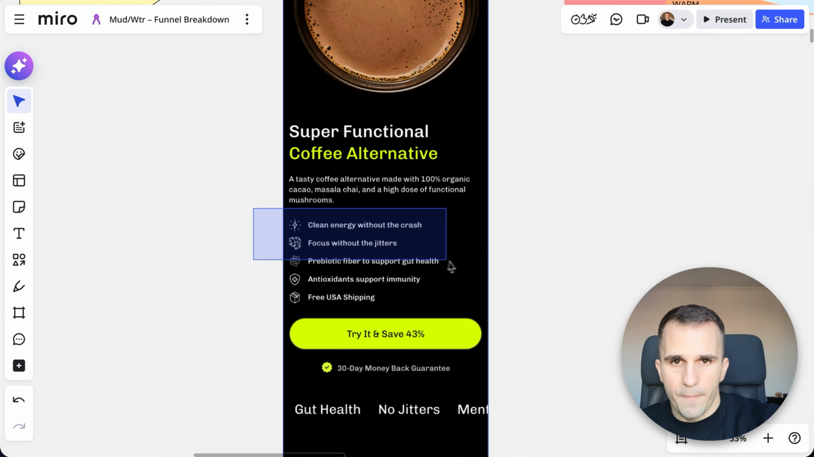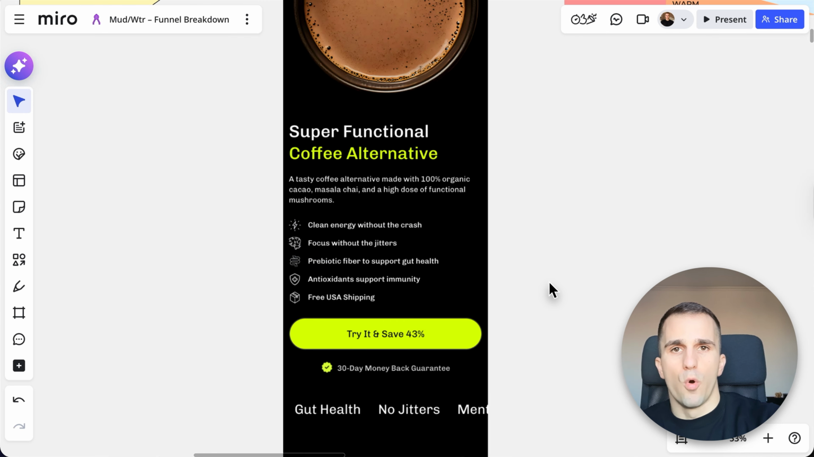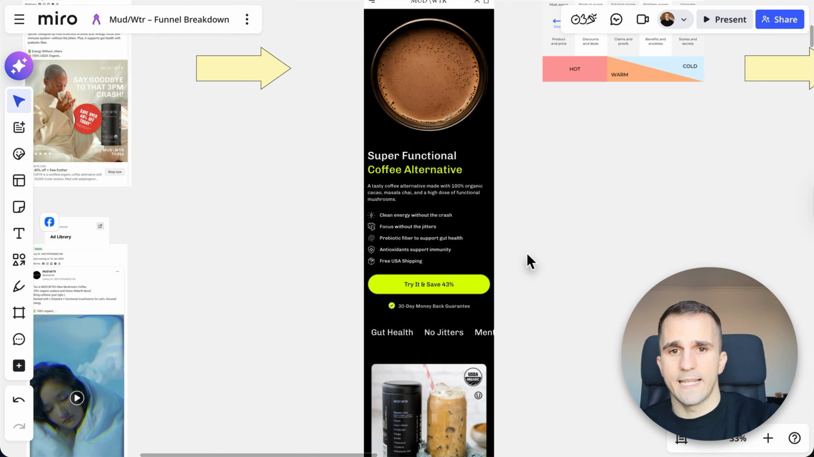So now let's cover what is actually the super functional coffee alternative. Now they state some of the benefits here. They're starting to educate more about the solution that they sell.